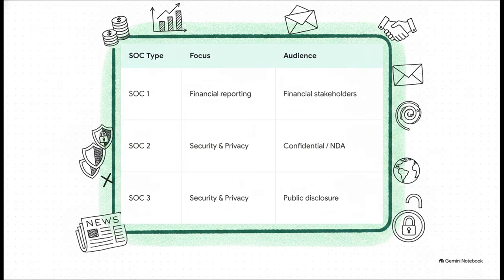You absolutely must memorize these 3 SOC engagements for the exam. Under the SSAE 18 standard, SOC 1 focuses strictly on controls that might impact the accuracy of financial reporting. Just think money. SOC 2 evaluates controls affecting security, confidentiality, integrity, availability, and privacy. But the results are highly detailed and confidential, usually only shared under a non-disclosure agreement. And SOC 3? It covers the exact same security and privacy criteria as SOC 2, but it is a summarized report intended for public disclosure.